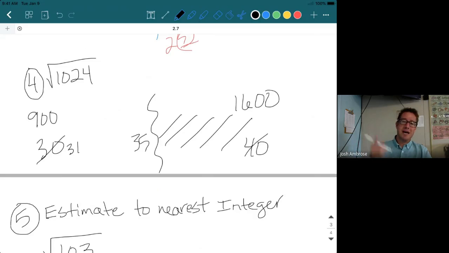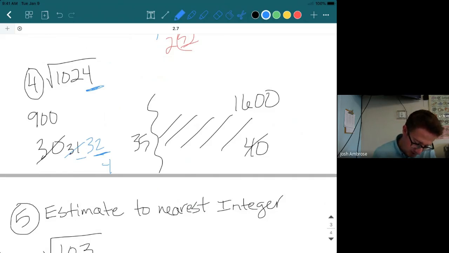Now you use the last number trick. So 1 times 1 is 1. We know it's not 31. So now we're looking at 32 to 35. And 2 times 2 is 4. And lo and behold, our last number here is 4. And even if you were to double check that, you're going to get the perfect. It is 32. That is your answer there.